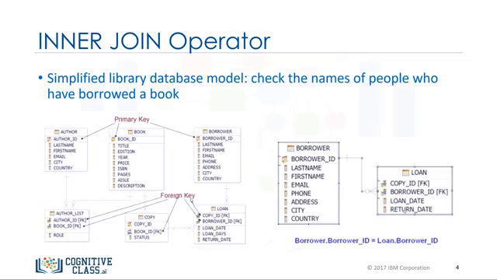We do this by identifying a column in each table to link the tables. In this example, we do this by matching the borrower ID. Notice that the column Borrower ID exists in both the borrower table as the primary key and the loan table as the foreign key. A primary key uniquely identifies each row in a table. A foreign key is a set of columns referring to a primary key of another table. We use the inner join operator to match occurrences of the borrower ID in the borrower table with occurrences of the borrower ID in the loan table.